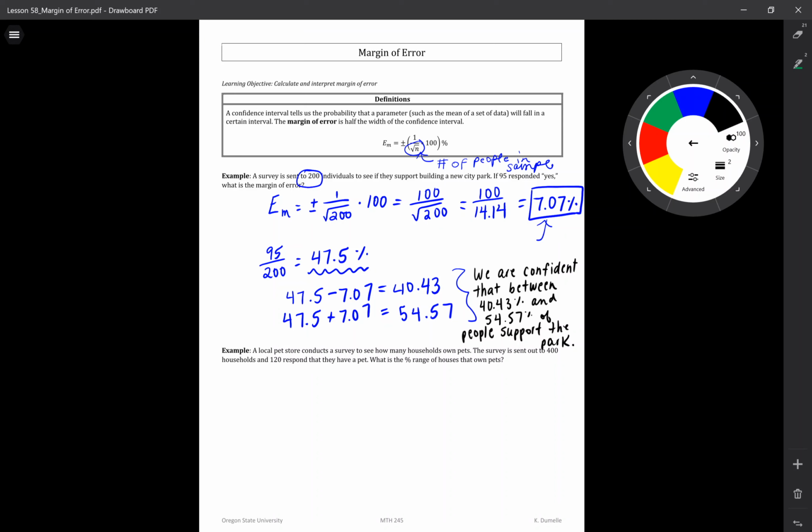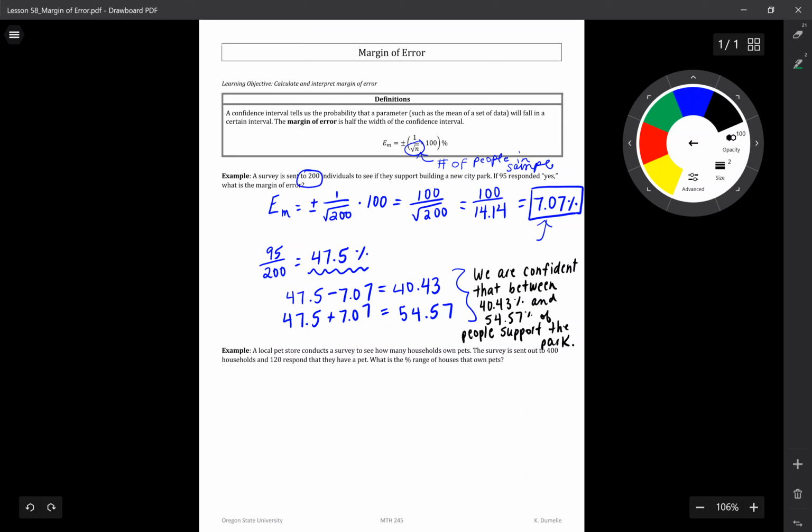It's worth noting that the more people you sample, the bigger that n is, the smaller this margin of error will be. So if I surveyed 400 people, my margin of error would be a little bit smaller because we are surveying more people, so our confidence interval would be a little bit thinner. It would be a smaller interval. All right, let's do one more example.